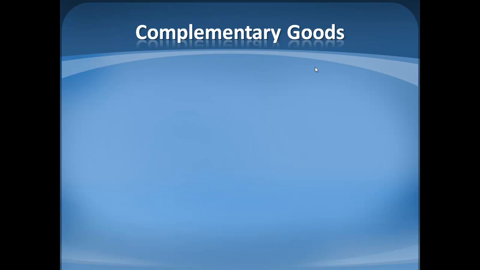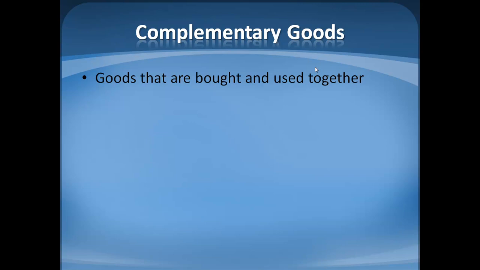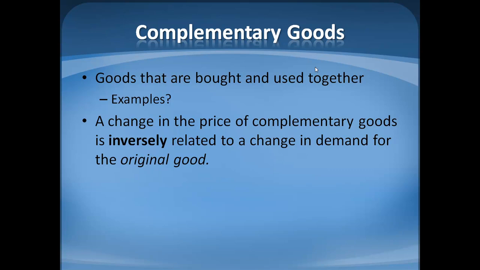Complementary goods. Complementary are things that work together. Goods that are bought and used together. A bunch of different examples. Chips and dip. French fries and burgers. Soda and chips. You notice I'm talking food. That maybe is a bad sign. Skis and ski boots. Those are things that are bought and used together. Well, I've listed a bunch of examples. Now the key is this.